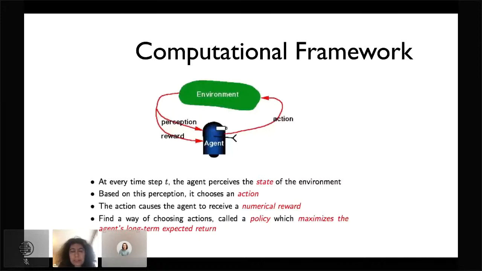We're going to consider this agent. For simplicity, we're going to consider a discrete time scale. At every time step, the agent looks at the environment. We're going to call its perception the state of the environment. Based on this perception, it can choose an action. As a response, it's going to receive a numerical reward, and the environment is going to transition to another state. The goal of this agent is to find a policy, that is a mapping from states to actions, that maximizes its long-term expected sum of rewards, which we call a return.